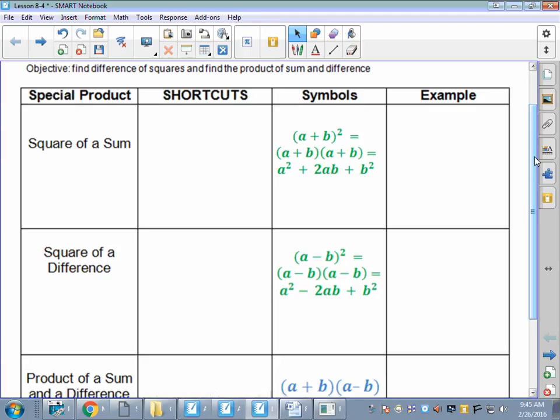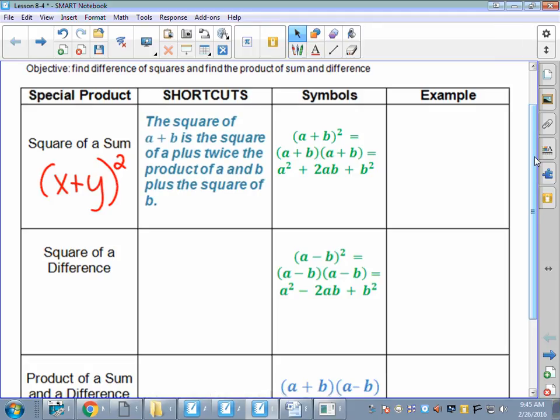Square of a sum means that we're doing an addition problem, x plus y, and we're squaring it. So there's a whole big set of words. Quite honestly, I don't know if I'd write this, but you could. The square of a plus b is a squared, plus twice the product of a and b, plus the square of b.